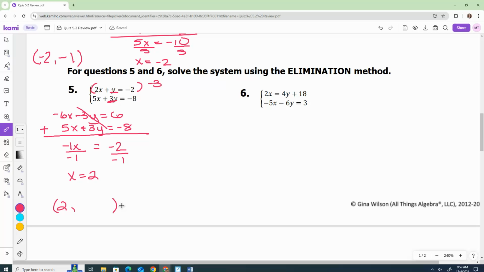We have x, so to get y, we plug this back in to one of the original equations. So if I just go with the first one, 2 times x plus y equals negative 2. 4 plus y equals negative 2. Subtract out 4. Negative 2 minus 4 is negative 6.